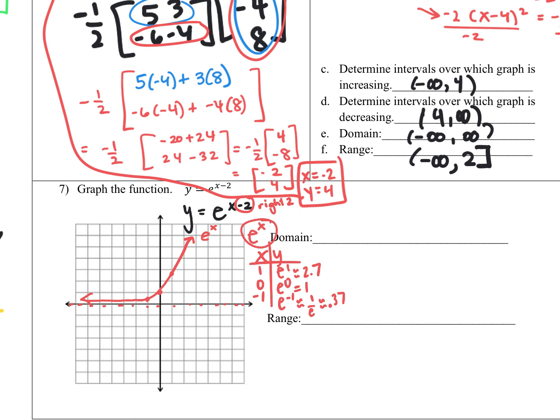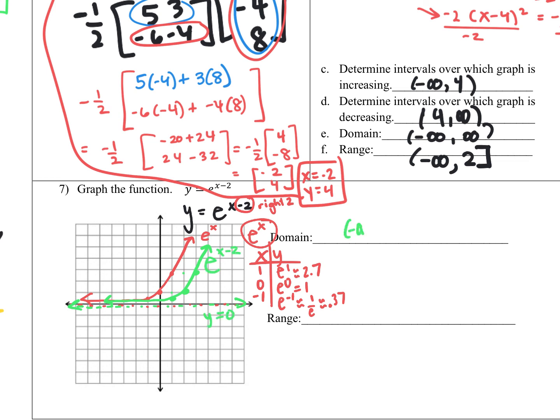So if I'm going to shift to the right 2 spaces, I'm just going to take all my points and move right 2. And so you can see that shift. It should look exactly the same, but moved to the right 2 spaces, and it has the same horizontal asymptote, which is going to be at y equals 0. So this is e to the x minus 2.